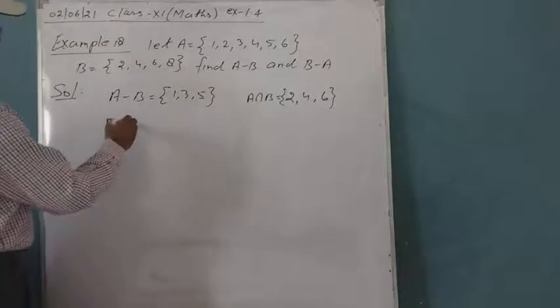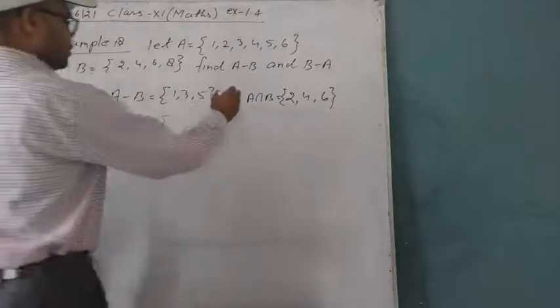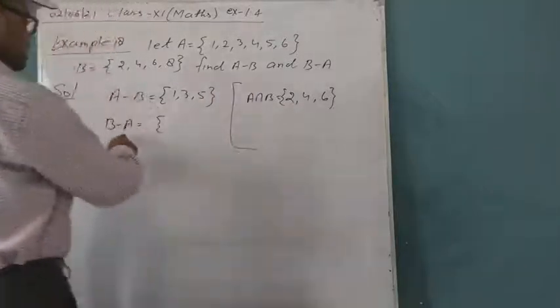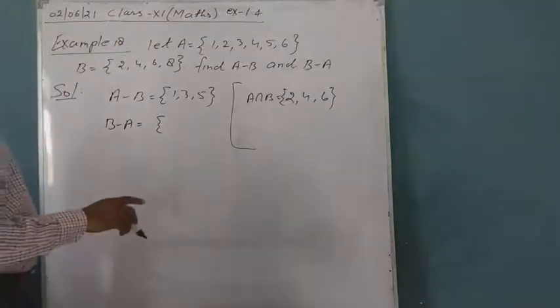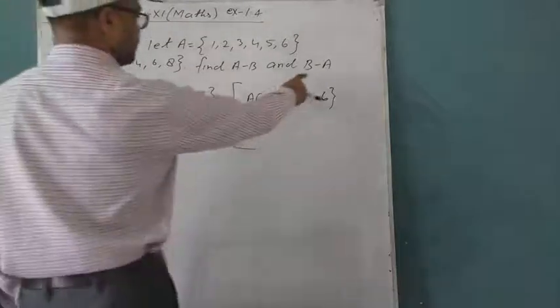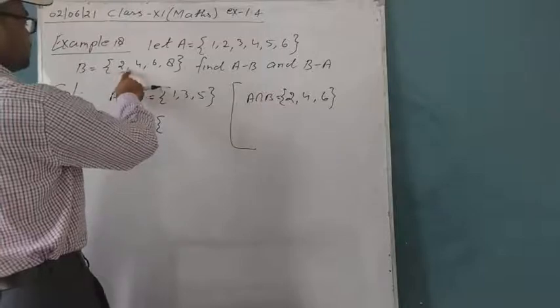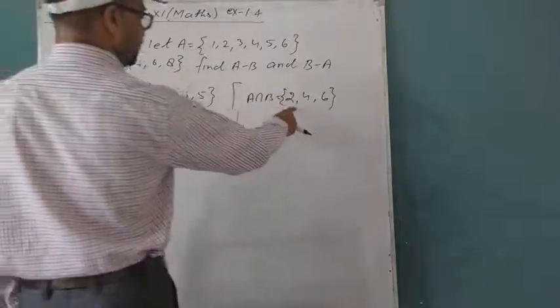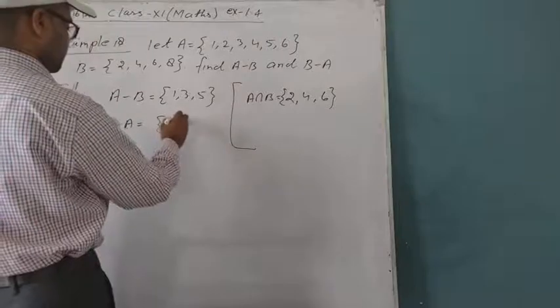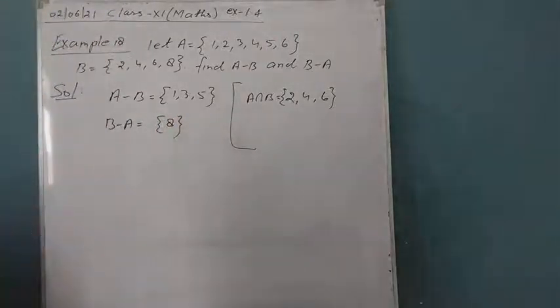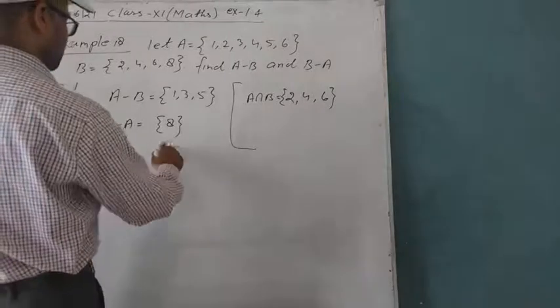And B minus A means removing the elements of A intersection B from B. The set of elements in set B is 2, 4, 6, 8. So remove the elements 2, 4, 6, only 8 remains. So B minus A is {8} and A minus B is the set containing the elements 1, 3, 5. That's your answer.